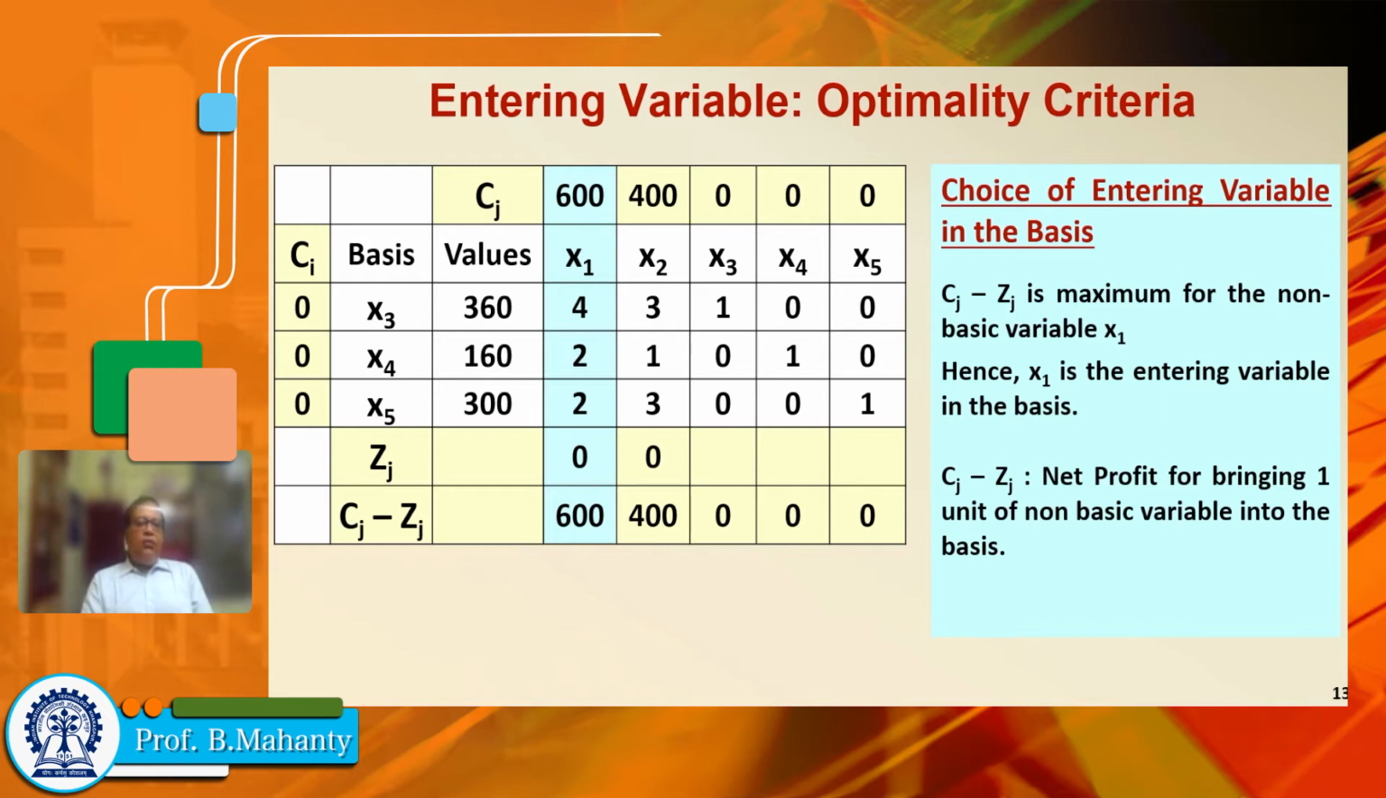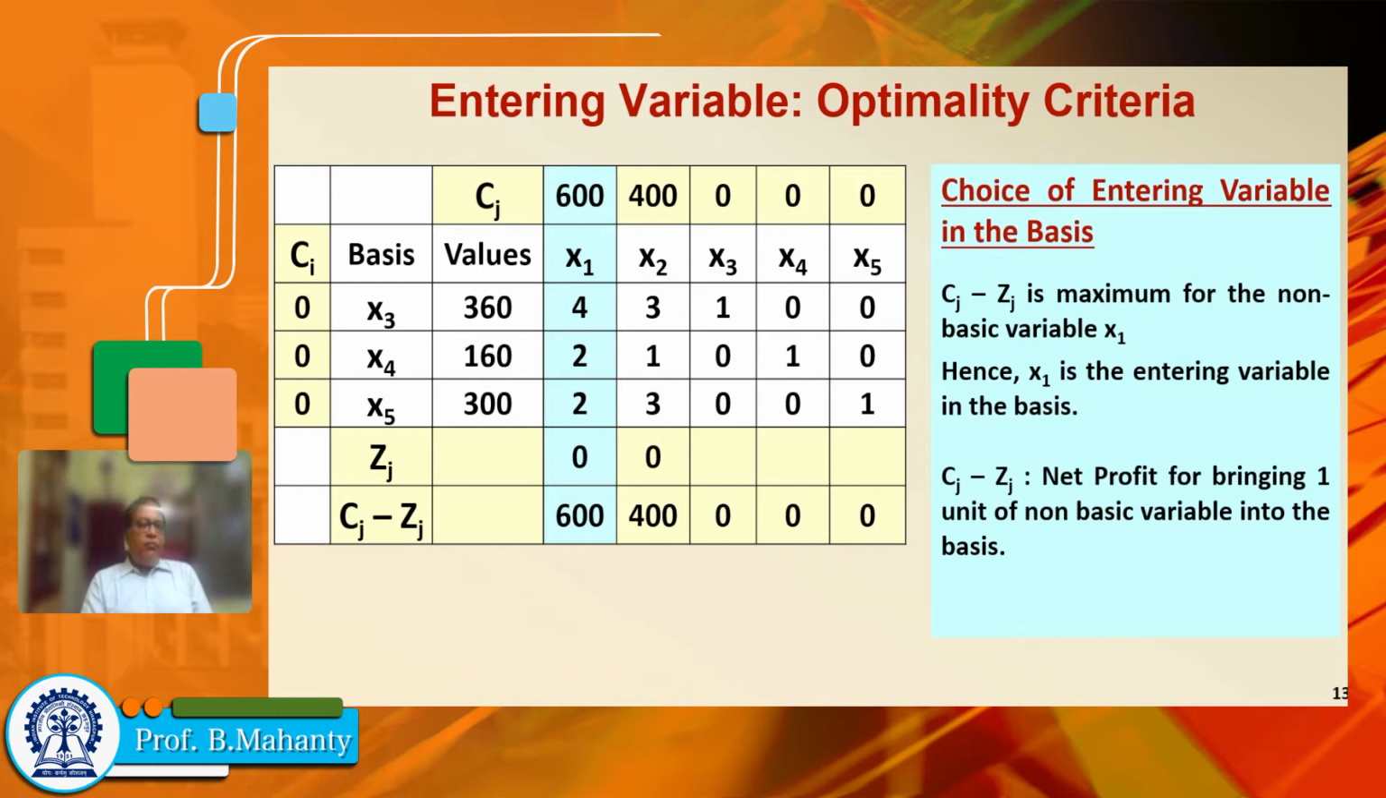Please remember, to make 1 unit of x1, we need 4 units of x3, 2 units of x4 and 2 units of x5. And the resources are available in the quantities 360, 160 and 300. So this is called the feasibility consideration. First we had taken the optimality consideration, and using that we took x1 as the entering variable. But now we are looking at the feasibility consideration, and using it we are trying to find out the leaving variable. So which one is the bottleneck resource?